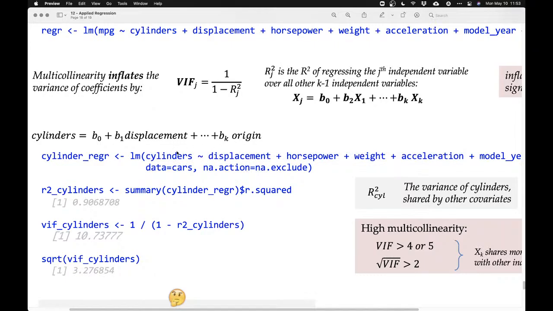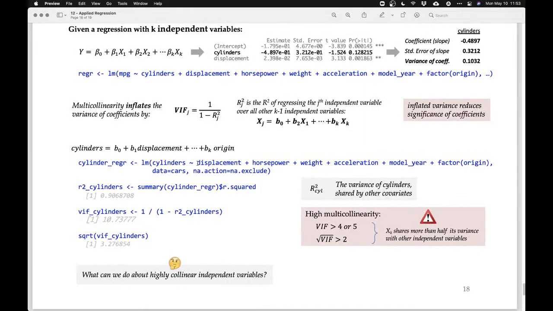And yes, you have to do it again and again, once for cylinders, once for displacement, once for horsepower, each regressed over the others. So you take them one by one, and you say cylinders over everything except miles per gallon.